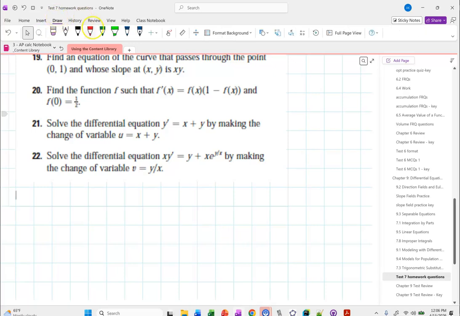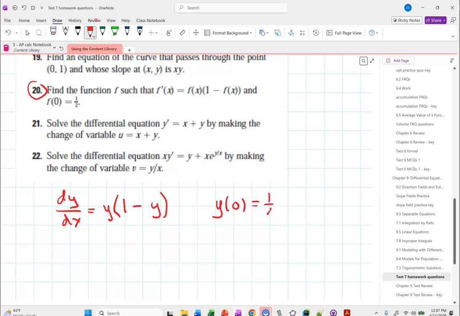All right. So it says find the function f such that f prime of x equals f of x times 1 minus f of x, and f of 0 is equal to 1/2. The first thing I would do here is recast this problem using x and y and dx, dy notation to clean this up a little bit. Whenever I'm doing a separable differential equation, I find that that's a lot more natural. So I'm just going to rewrite it this way. Everybody's good with that?